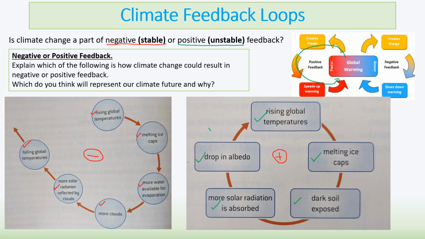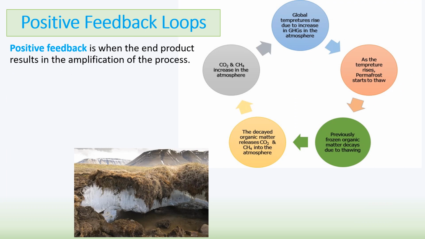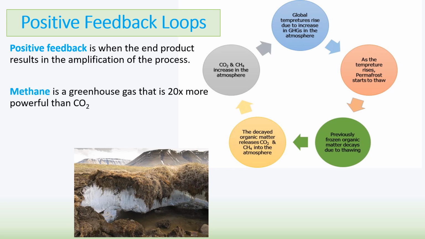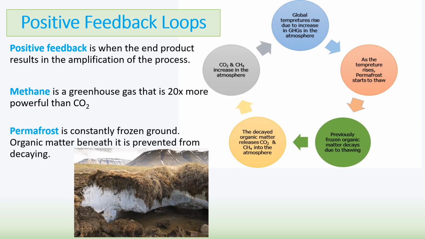So there's a couple of different examples of this which we're going to look at, which are potentially being seen now across the planet. So positive feedback, I said earlier, is when the end product results in amplification of the process. An example where this may be seen is in the permafrost. We know that methane is a very strong greenhouse gas that is about 20 times more powerful than carbon dioxide. And currently the methane is locked away in parts of Siberia underneath the permafrost. So here we have a permafrost example.